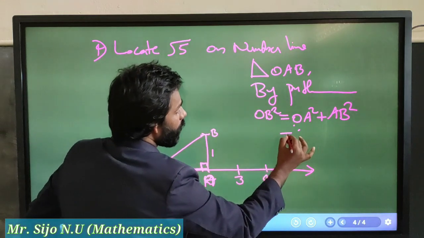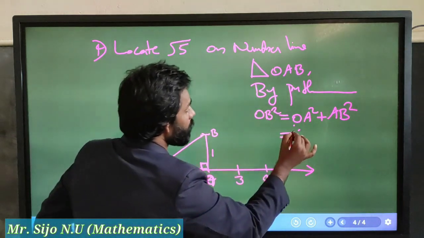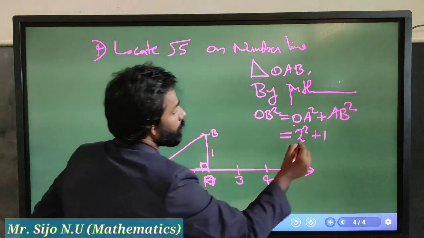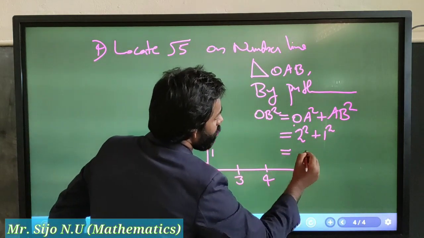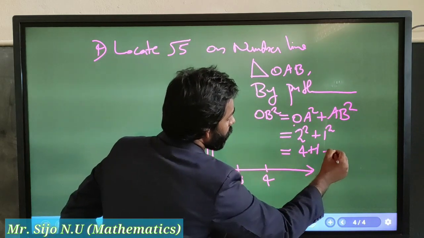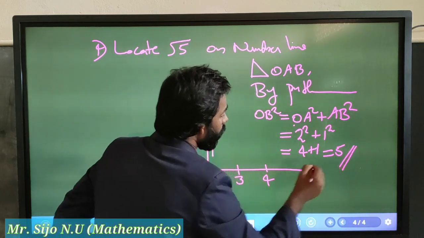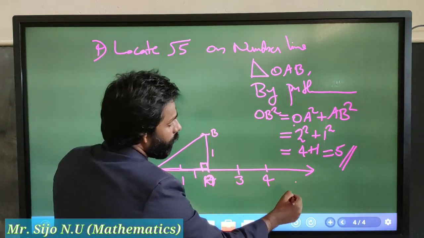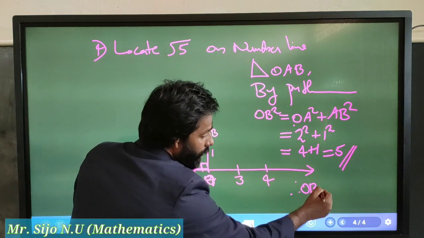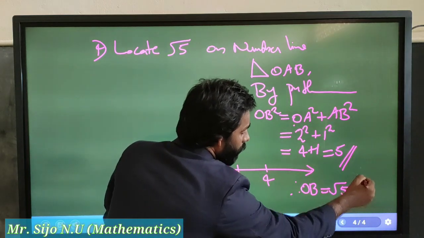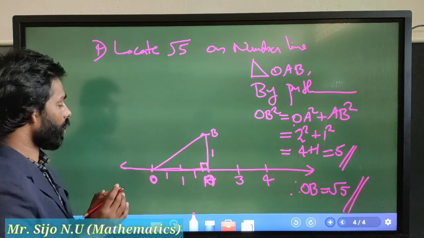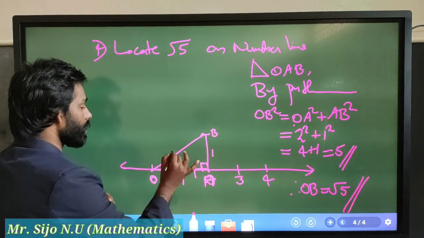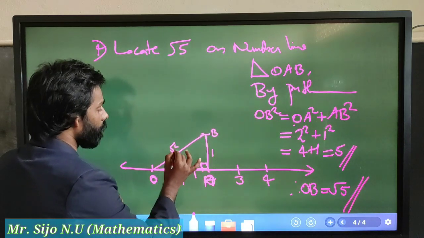Now we can give the values. We know OA is 2 units, so we can write 2 square plus AB 1 unit, 1 square. Now here it is 4 plus 1. So we got 5. Actually, 5 is the value of OB square. We need the value of OB. Therefore, OB equal to under root 5. OB value is under root 5. Now we know OB is from here to here, so we can mention here OB is root 5.